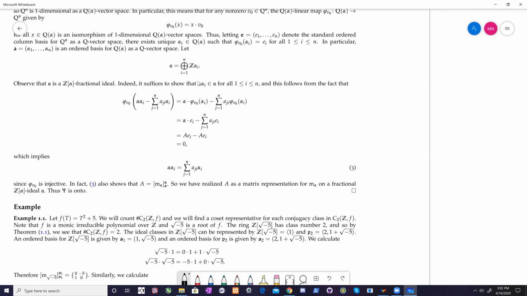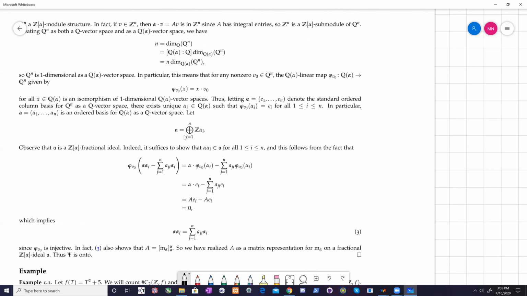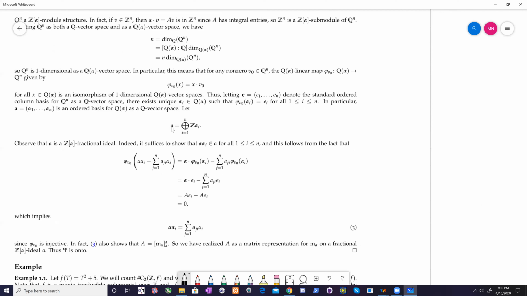So why do we have this? Why is this guy here? Well, this follows from this calculation here, essentially. So that's essentially the idea. Okay, so what we've just done here is we've constructed a Z[alpha] fractional ideal, math frac A here, and we've got an ordered basis right here, this alpha_i, or this bold A here.